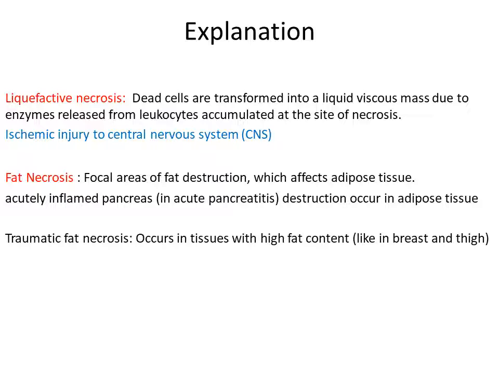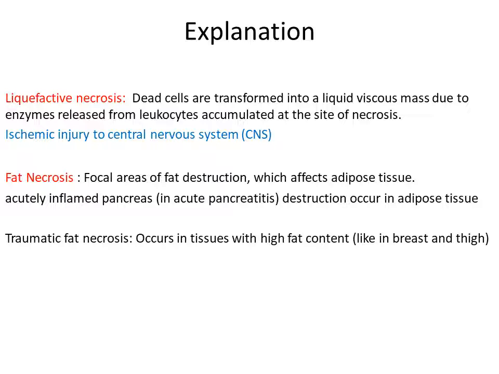So what is a fat necrosis? In fat necrosis, you can see a focal area of fat destruction which affects the adipose tissues. A common condition associated with fat necrosis is acute pancreatitis. In acute pancreatitis, there is an acute inflammation of the pancreas which causes destruction to the adipose tissue surrounding the pancreas. Another cause is traumatic fat necrosis, which occurs in high fat content tissues like breast and thigh, where trauma can also cause fat necrosis.